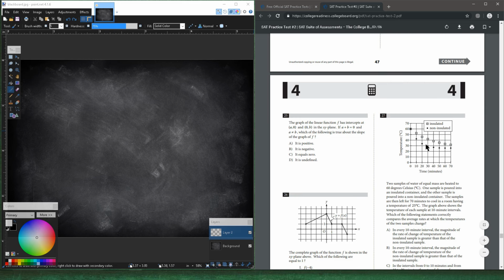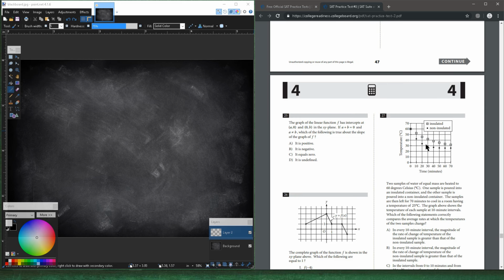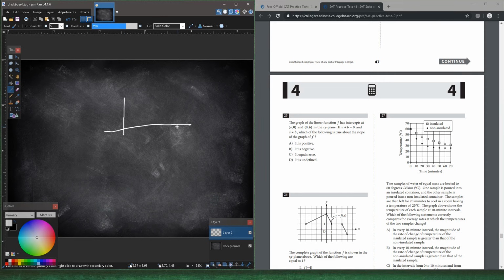25. The graph of the linear function f has intercepts a, 0 and 0, b. If a plus b is 0 and a is not equal to b, which of the following is true about the slope of the graph? So you have a and b, but a plus b is equal to 0. Let's say b is right here, right? So 0, b and a, 0. So a plus b has to equal 0, and a is not equal to b.